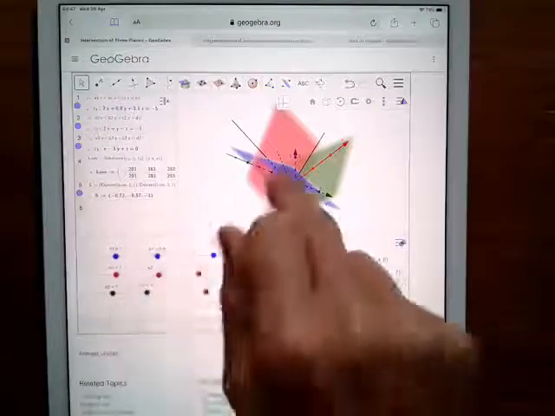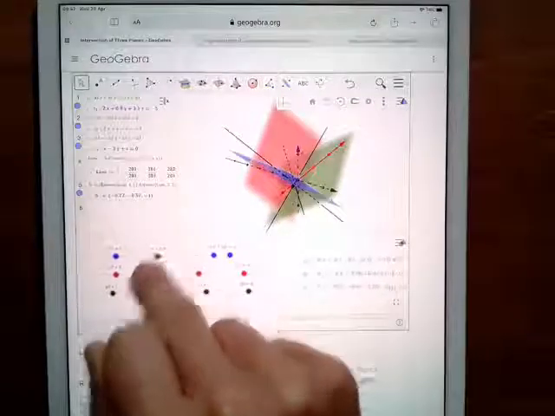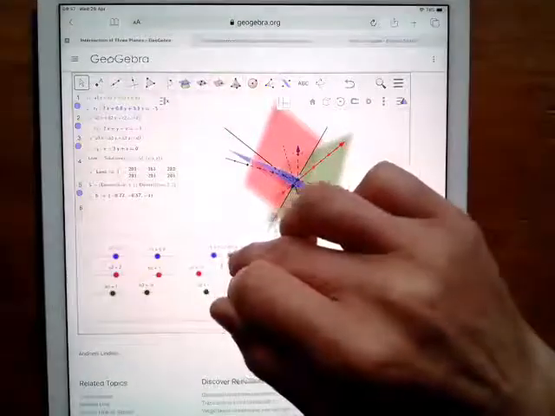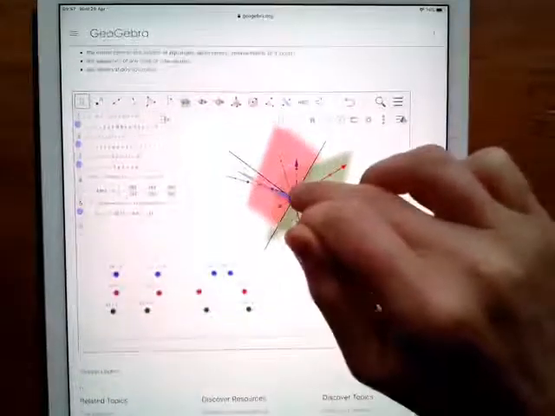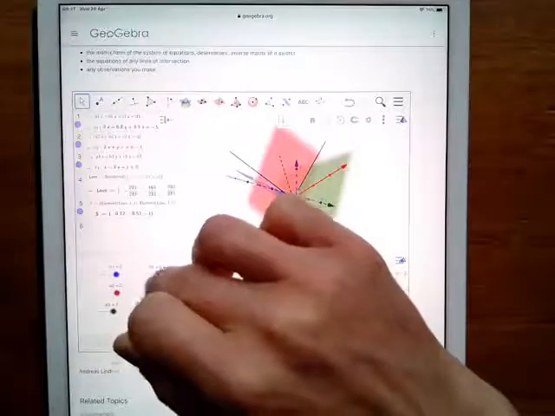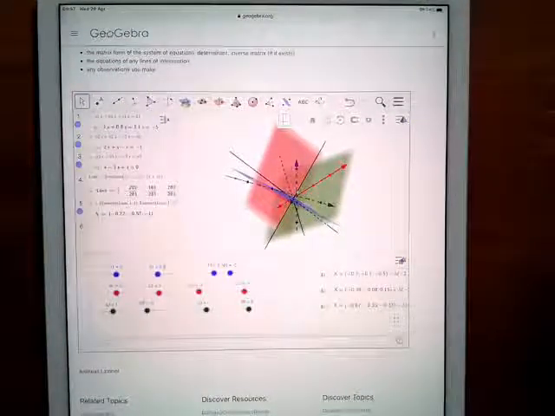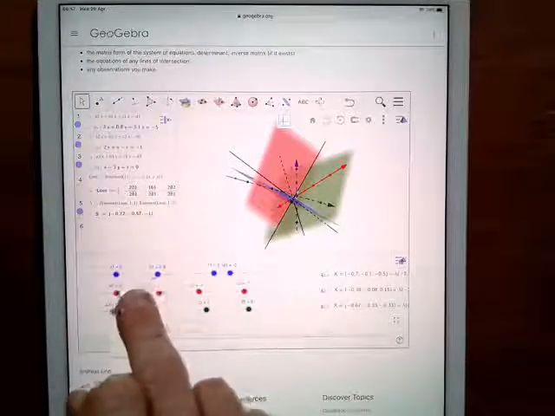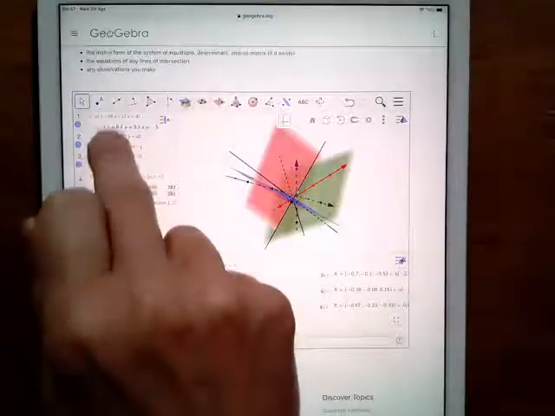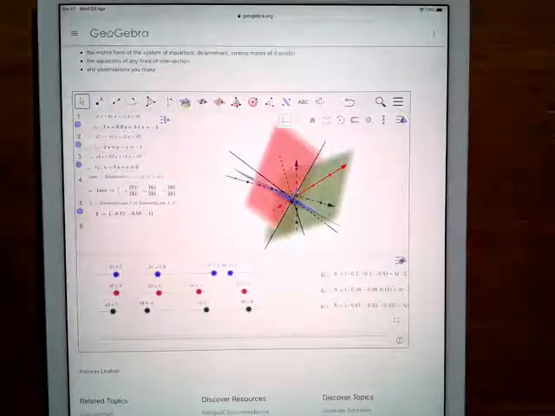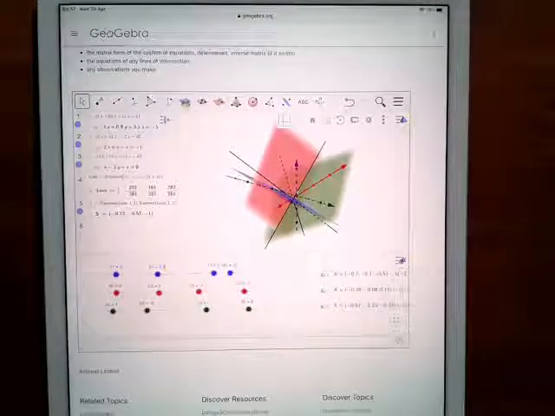It doesn't work very well on an iPad. In fact, it doesn't work at all on an iPad. So if you're only using an iPad, you might not be able to do this. Oh, that's great. It works great on a computer, but not on my iPad. If you can get it to work, that's great. If you've got a computer, do it on there. But you can actually slide these, and these are the coefficients of the 3 variables, and you can see the actual planes moving around on the screen. It's rather cool.